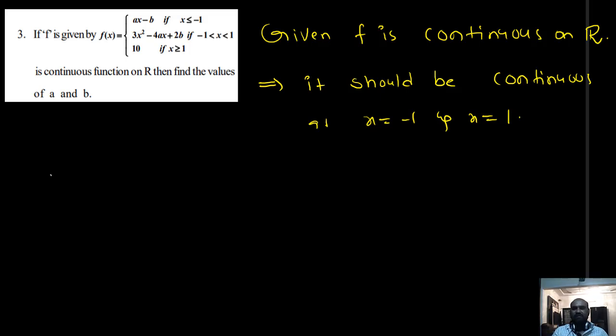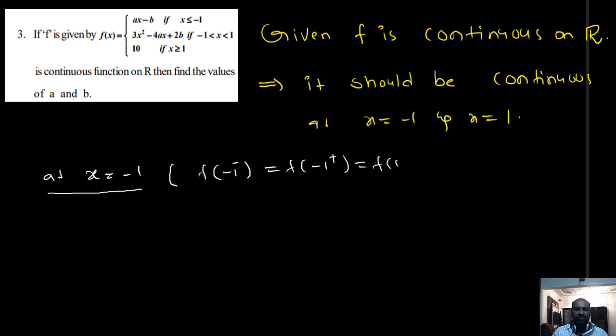First, at x equal to -1 it should be continuous. What is the meaning of that? I will write in bracket that f of -1 minus should be equal to f of -1 plus, should be equal to f of -1. So this is f of -1 minus. So in that, put directly x equal to -1. What we will get? That is taken as f of -1 minus.